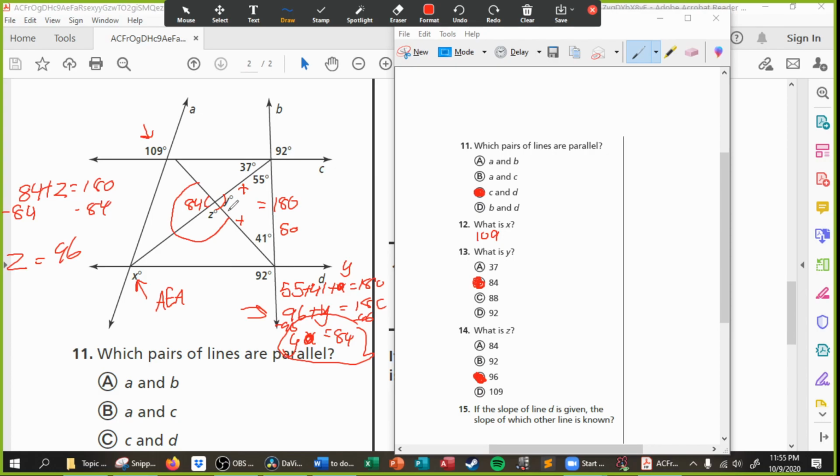Final question is if the slope of line D is given, the slope of which other line is known? Well, if we go back up here, we know these are parallel. So the slope of C is going to be equal to the slope of D. So if we know D, then the slope of C must be equal.